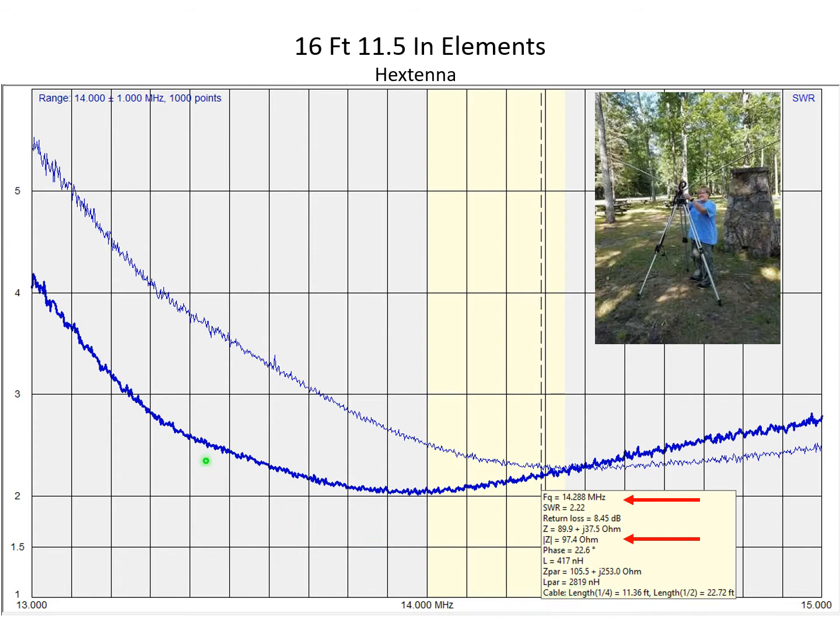So if we take a look at this, as the frequency increases, we're going through the 20-meter band. As the frequency increases, the standing wave ratio decreases. We're down to about 2 here at 14 megahertz. This is where our lowest SWR is. And then as we increase the frequency, the SWR starts to go back up.